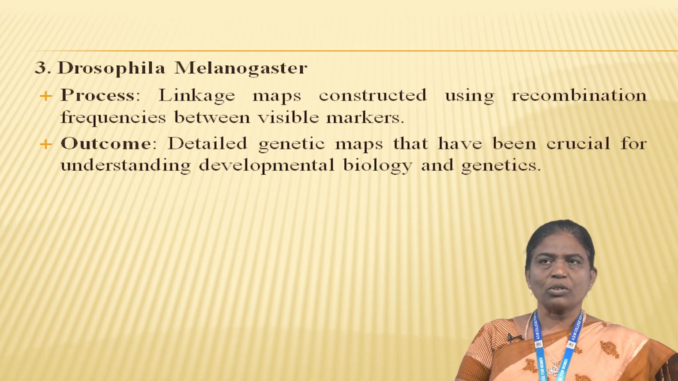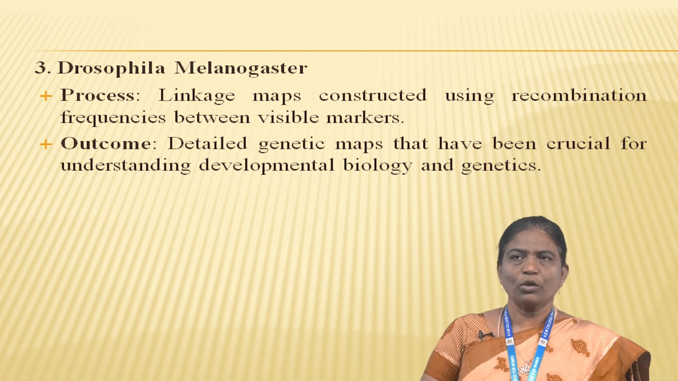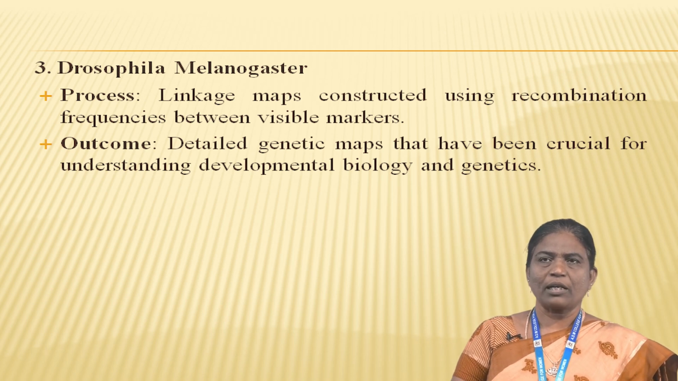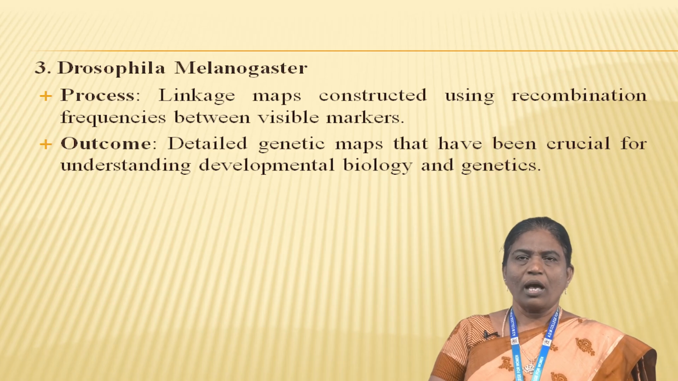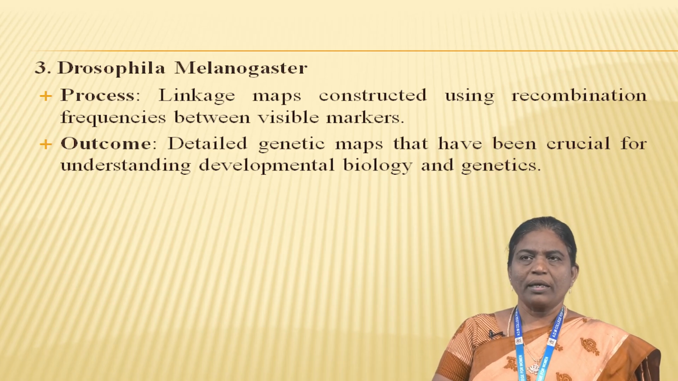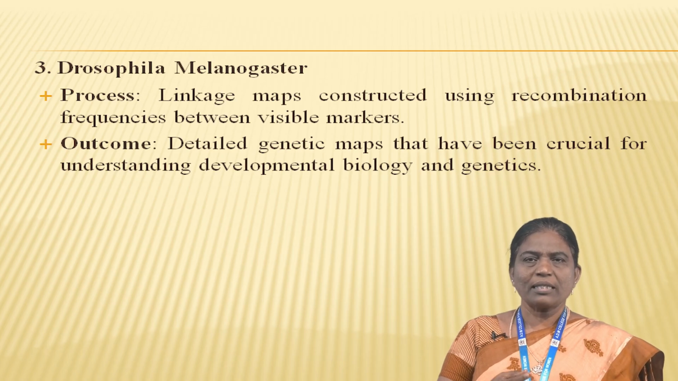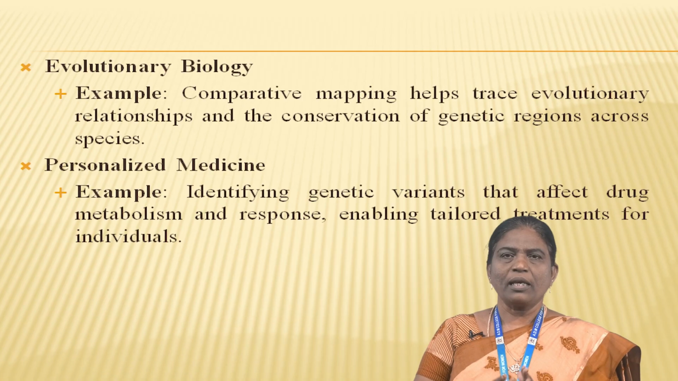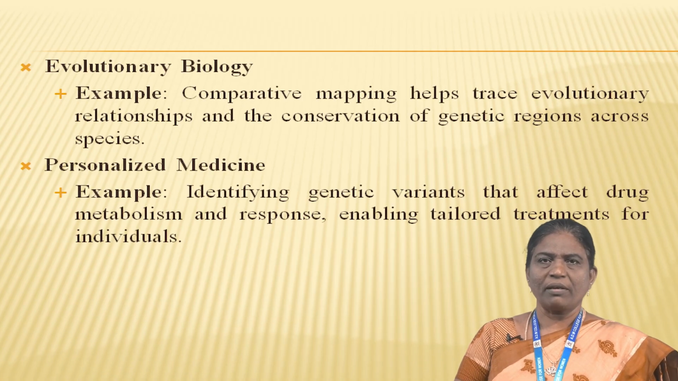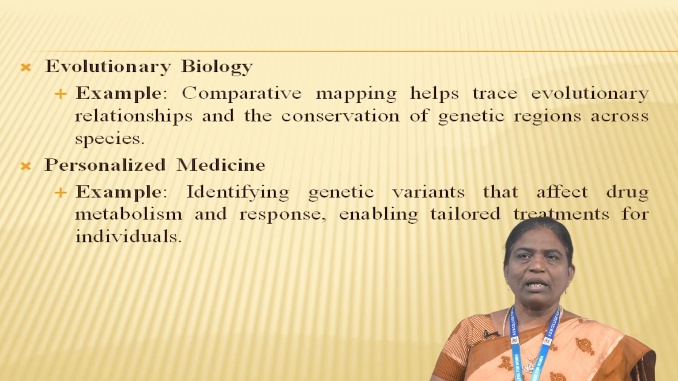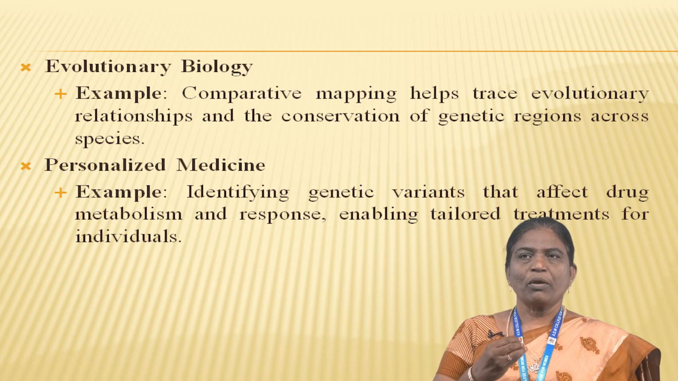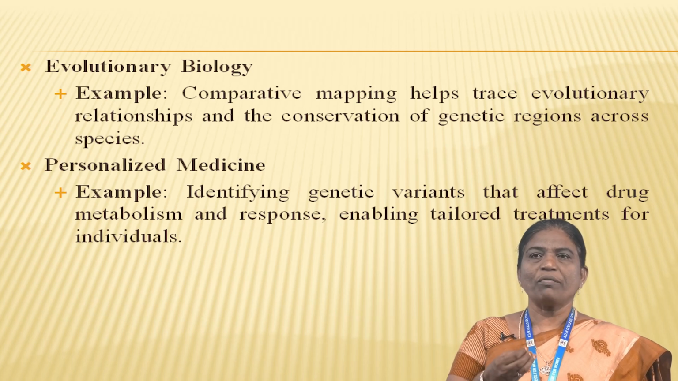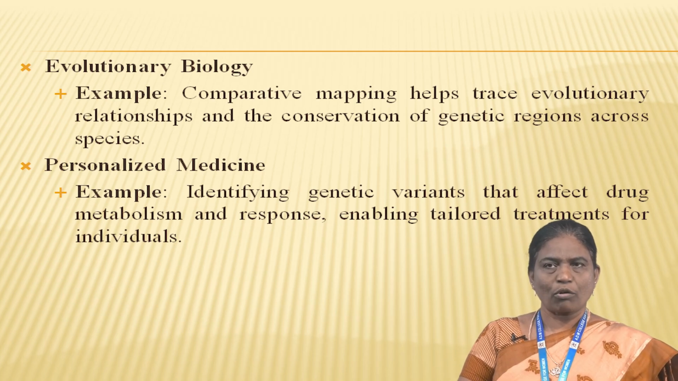And also in Drosophila melanogaster, the process includes linkage maps constructed using recombination frequencies between visible markers. The outcome is detailed genetic maps that have been crucial for understanding developmental biology and genetics. In the field of evolutionary biology, we can take this example: comparative mapping helps trace evolutionary relationships and the conservation of genetic regions across species.